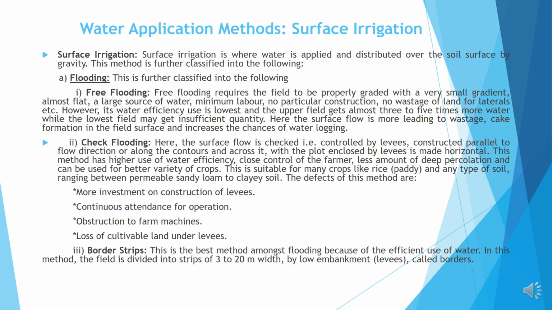Number 3 is border strips. This is the best method amongst flooding because of the efficient use of water. In this method, the field is divided into strips of 3 to 20 meters width by low embankments called borders.